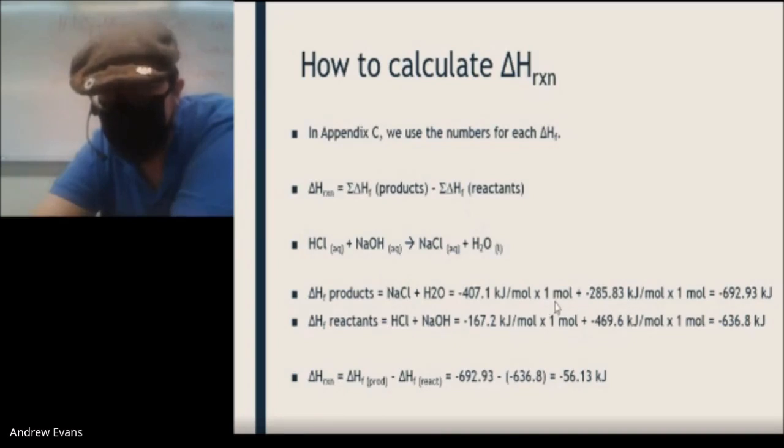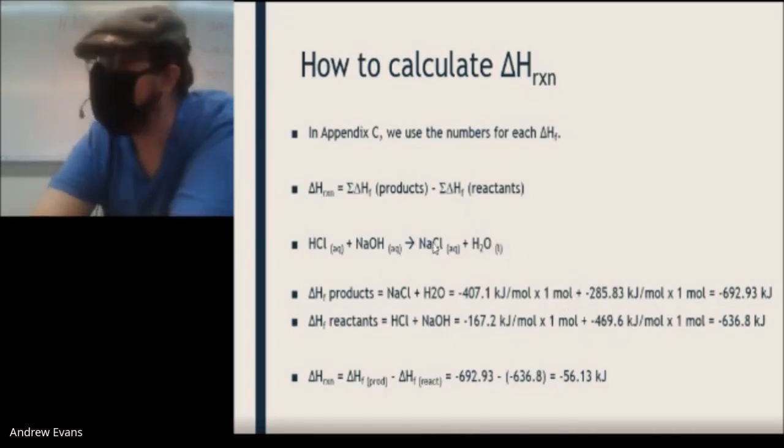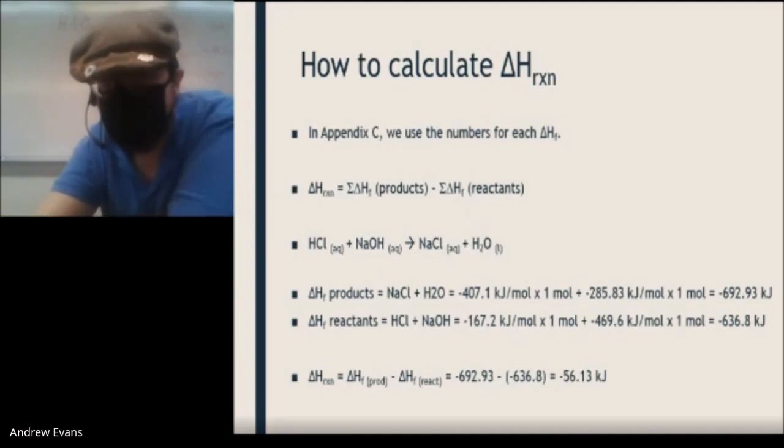Why am I putting that times 1? Because I have to take into account the coefficients. If I have 2 sodium chlorides, I'd have to add up that energy 2 times. If I were to have 3 waters, I would have to add it up 3 times. But given the fact that they're 1 and 1, I only need it 1 time. So the total number of products is negative 692.93.